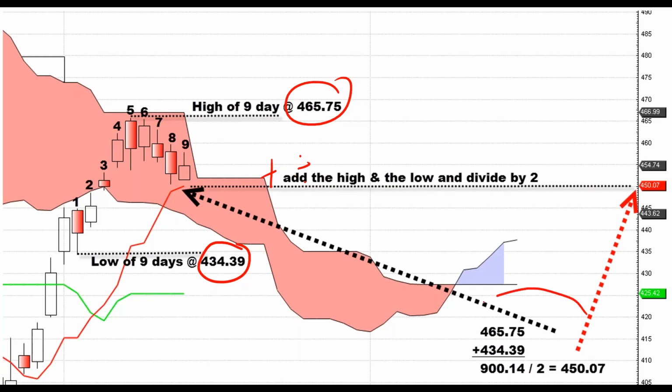The math is in the lower right-hand corner if you want to cheat, because I suck at math. I got D pluses in algebra in both high school and college. Most platforms are just going to tell you the hash mark right here, 450.07.